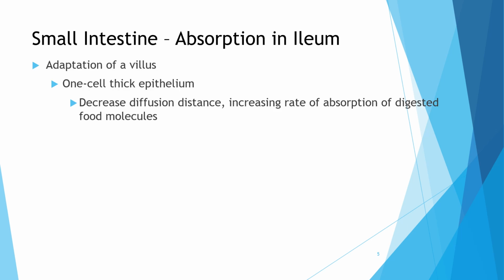So number one, the first adaptation of the villus is the one cell thick wall. You can say one cell thick epithelium, or you can say one cell thick lining, or you can say one cell thick wall. Okay, they are all the same. Of course, epithelium is the correct term, but I think for now you can use the word lining or the word wall. So the whole idea why it is one cell thick is to decrease diffusion distance. So this is the explanation over here. And because the distance of diffusion is decreased, the rate of absorption is increased because they can cross over faster.